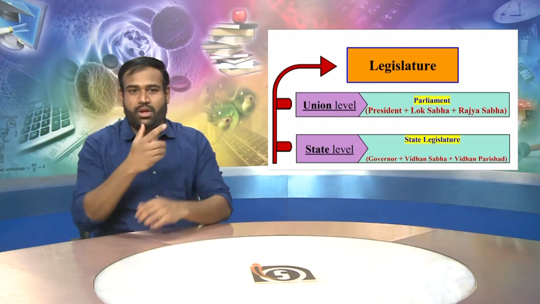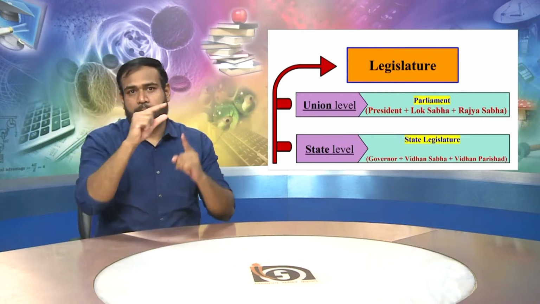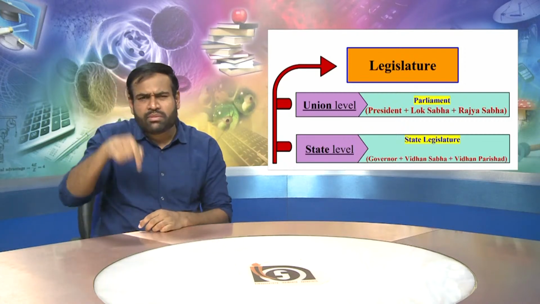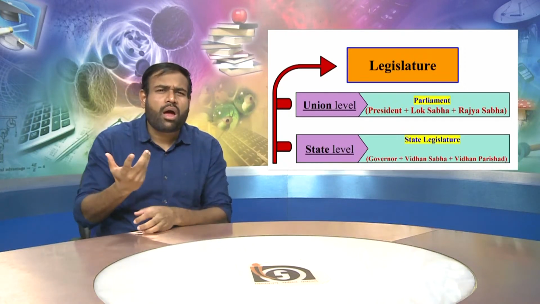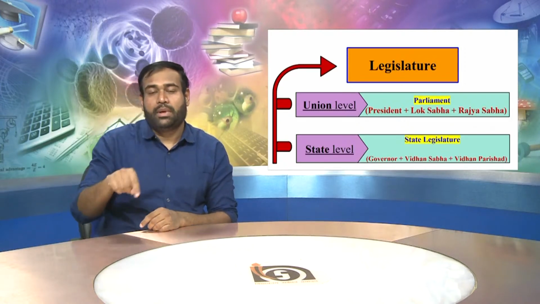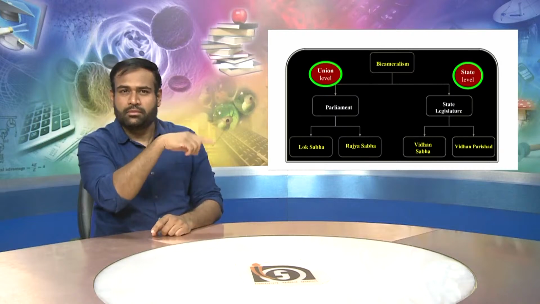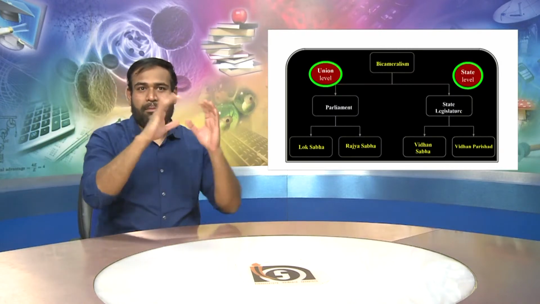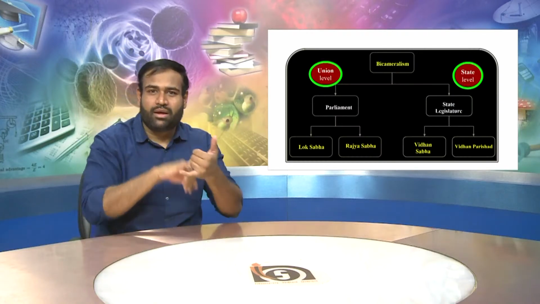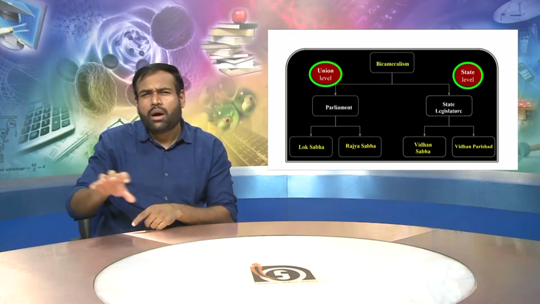Keep this in mind. Next word is legislature. First is union level, which means Parliament. In this, the President, Lok Sabha and Rajya Sabha are included. And next is state level, which we also call the state legislature. They include the Governor, Vidhan Sabha and Vidhan Parishad. Now you can see bicameralism. At union level you can see Parliament, and under Parliament you can see Lok Sabha and Rajya Sabha. And at state level you can see the state legislature, and Vidhan Sabha and Vidhan Parishad.